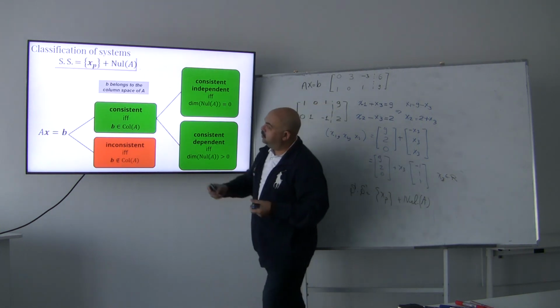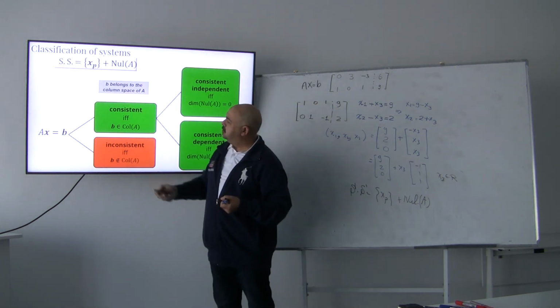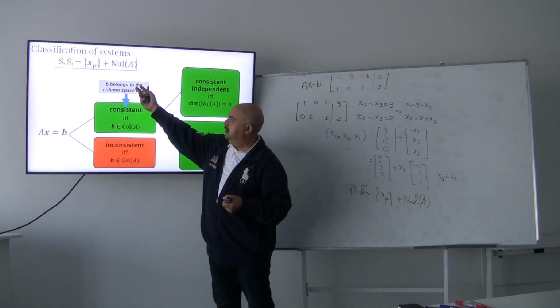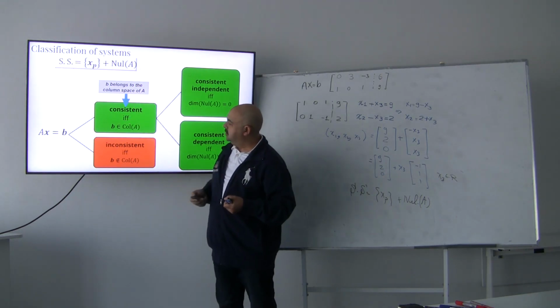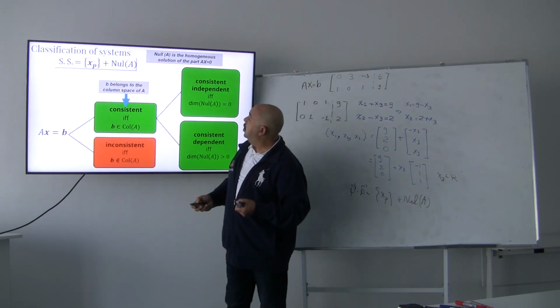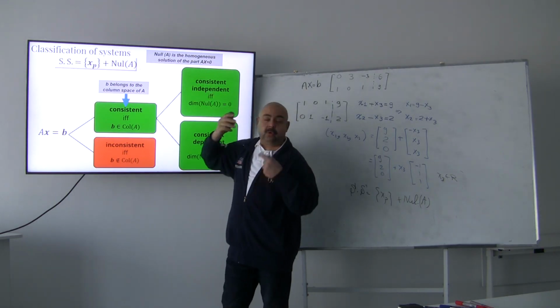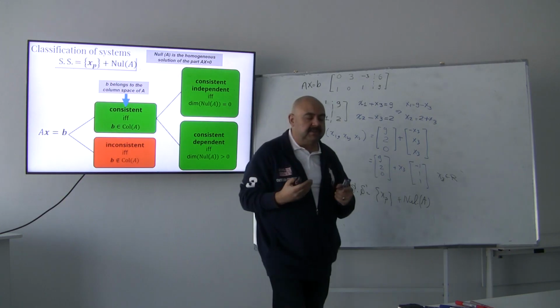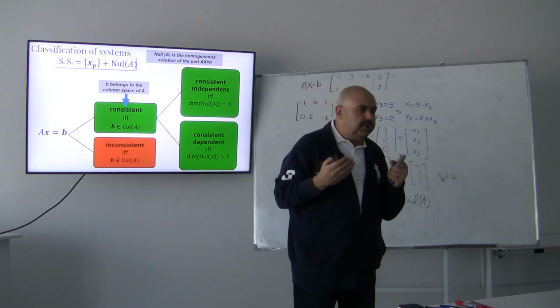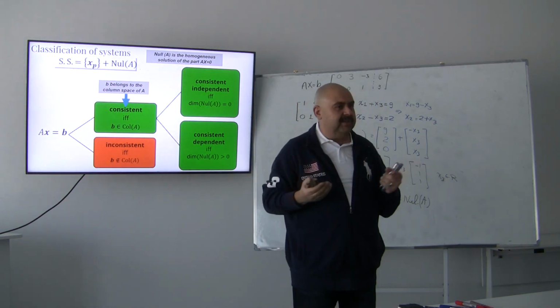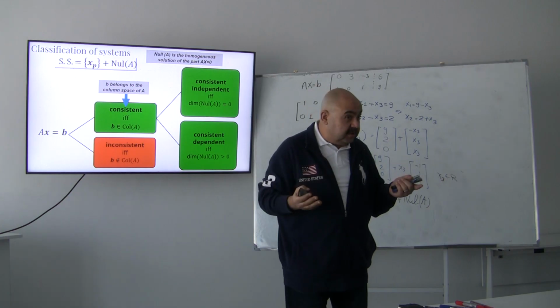It's written also here, B belongs to the column space of A. Here, that will make it consistent. If not, it's not. Okay, the null space of A is the homogeneous solution of AX, because when you are studying, sometimes you will lose your way. What's null A? Null A is the solution of a system if it was homogeneous.